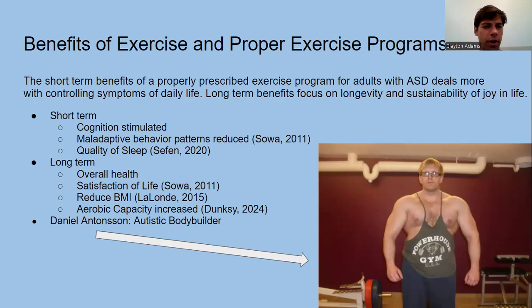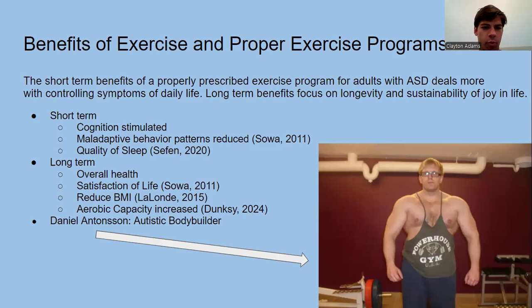Long term, the overall health, the reduction in BMI to have a healthy body weight and height ratio, as well as satisfaction of life. Exercise is so important for them to feel that peace of mind, satisfaction, as well as aerobic capacity, obviously, will be increased when anyone does a proper exercise program.